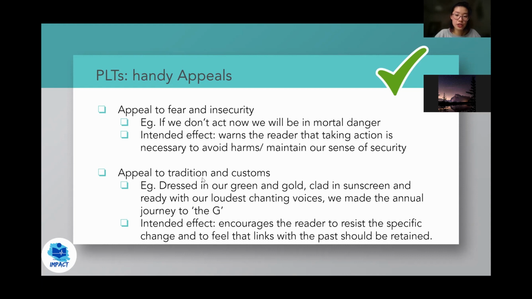And the appeal to tradition and customs. For example, dressed in our green and gold, clad in sunscreen, ready with our loudest chanting voices, we made the annual journey to the G. In this sentence, I'm really trying to get at images of Australian traditions, with the intention of encouraging the reader to resist any specific changes to our traditions, and to feel that our links to the past should be retained.